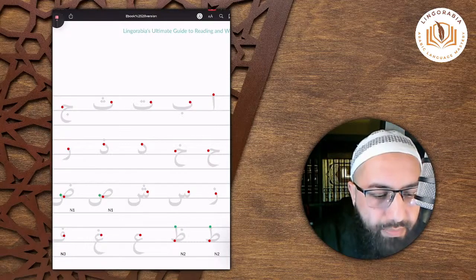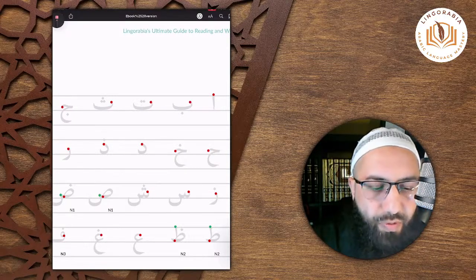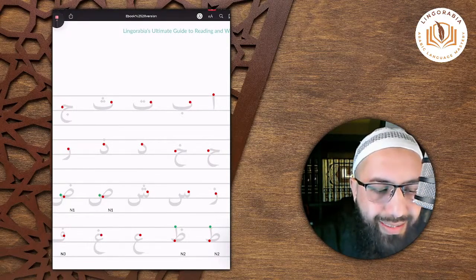Mini, you're welcome. So alif to tha or all letters? No. Alif to dhal. The first 9 letters. Okay, the first 9 letters.